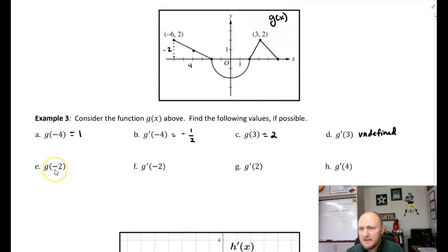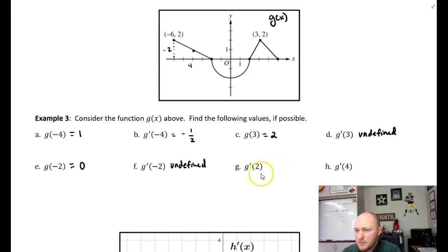G of -2. That's just the function value at -2. Isn't that 0? Okay. It's right here. 0. Okay, what is g prime at negative 2? Well, let me remove my mark so you can see this. Isn't that a sharp turn? So this is undefined. The slope coming from the left does not match the slope coming from the right.